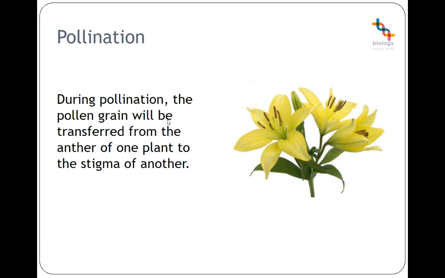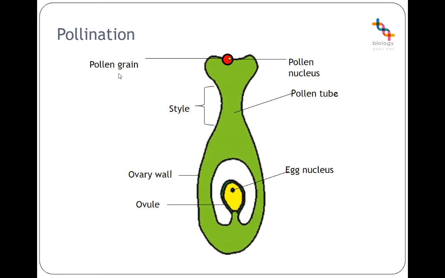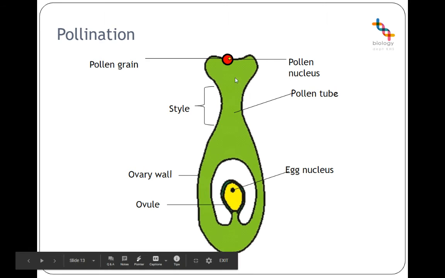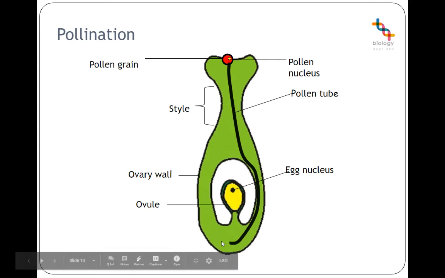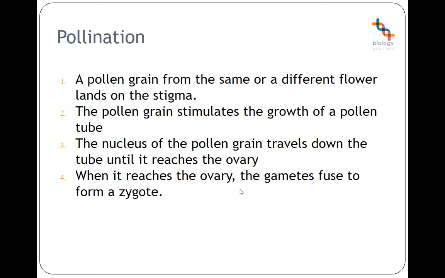Pollination, so this is what we're aiming at really. During pollination, the pollen grain will be transferred from the anther of one plant to the stigma of another, either by wind or by insect. Pollen grain lands on this area here, on the style, and a pollen tube will then grow down like this, and then it will reach the ovary where there's an ovule.